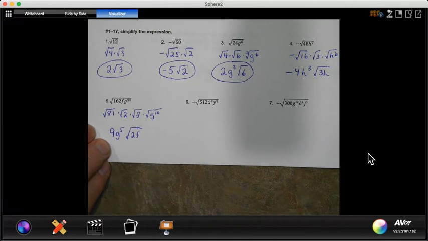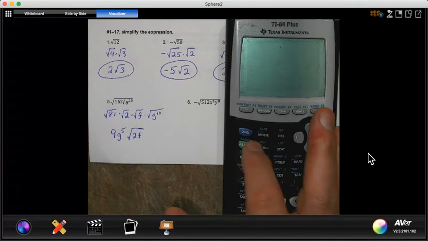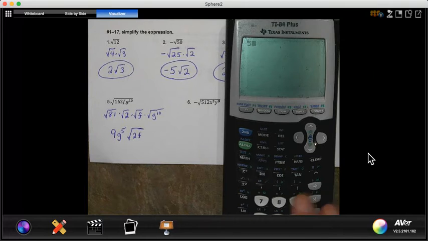Okay. I'm not a fan of bigger numbers, so you might need a calculator. I'm going to go grab my calculator in a second. I don't know what goes into 512. So I'm going to try some perfect squares to see what goes into 512.